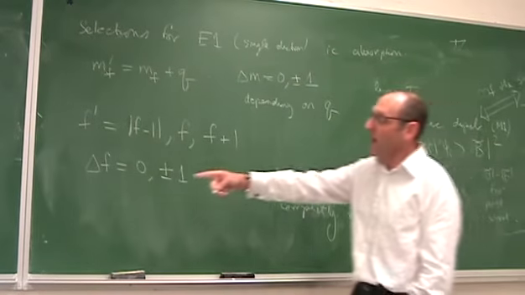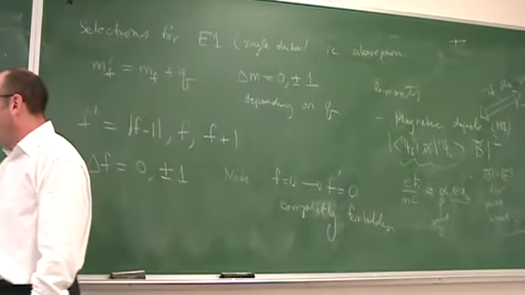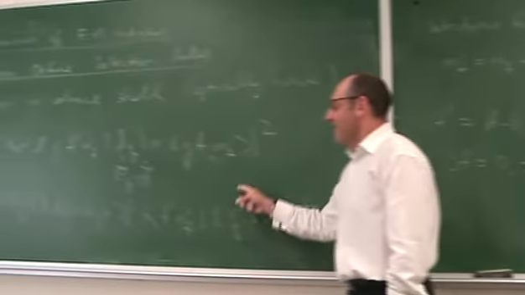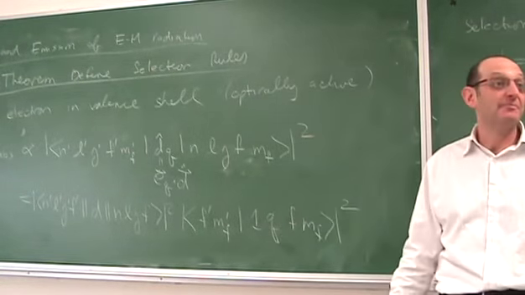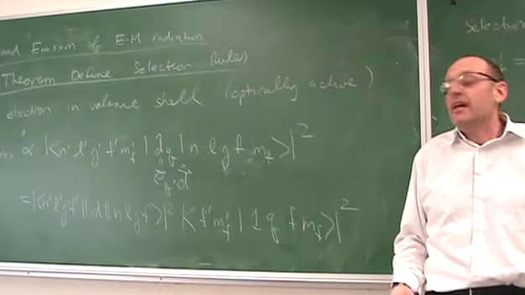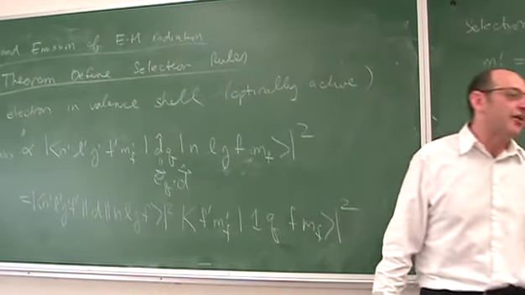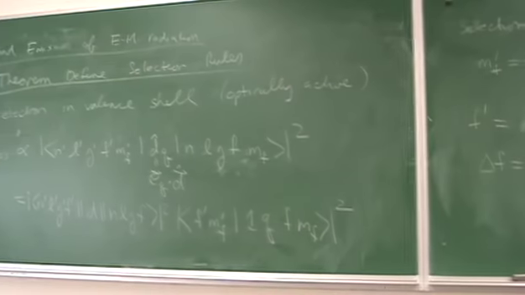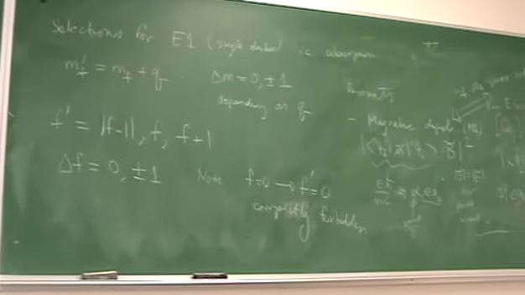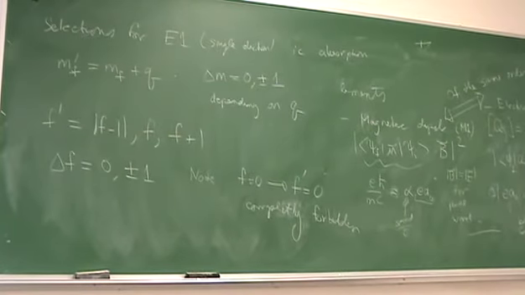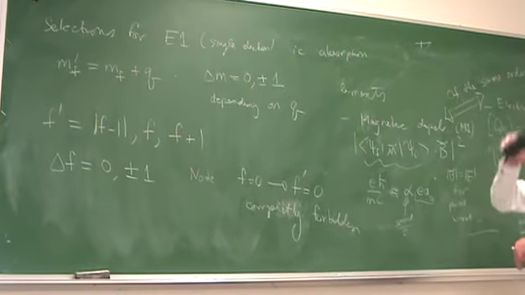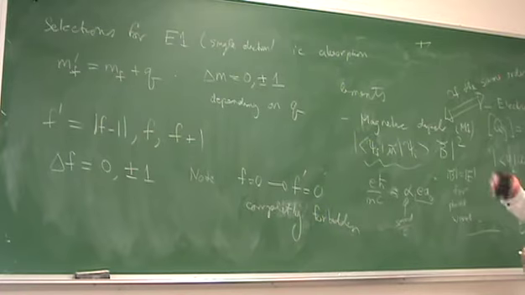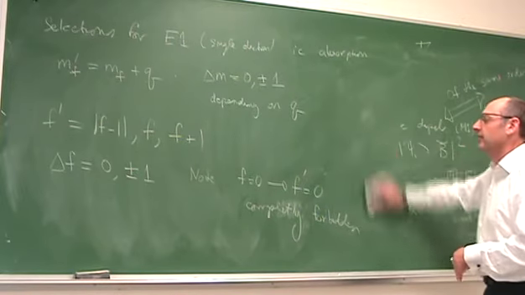Because there's no way, if F were 0, I can't add 1 unit of angular momentum and get back 0. That's just impossible. Now in this case it doesn't really matter, because F will never be 0 in a one-electron atom. I have 1 electron. Oh, well, that's not true, because I can have nuclear spin. Never mind. It's still an important rule.